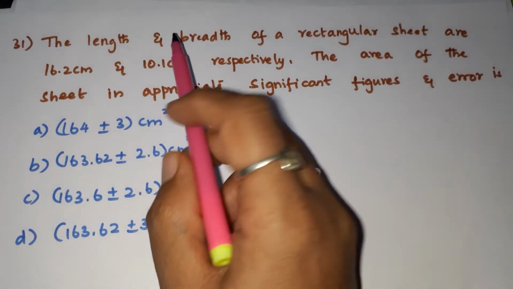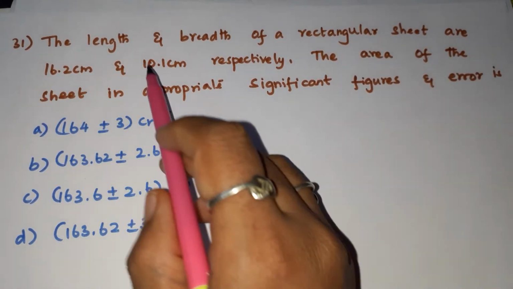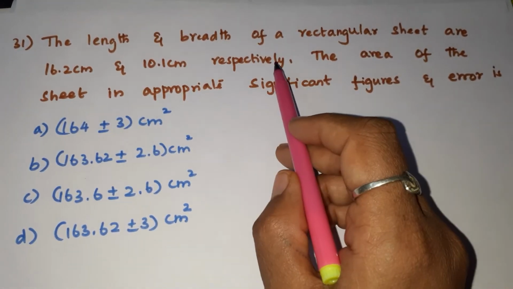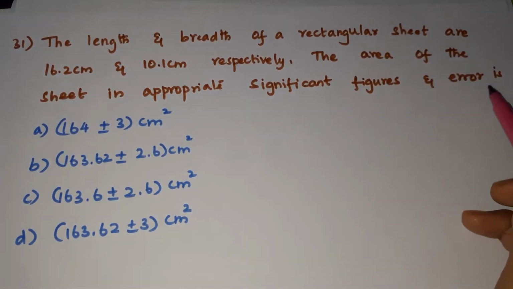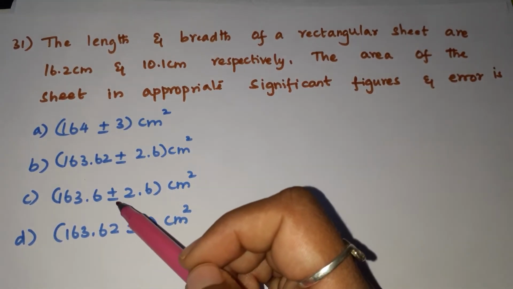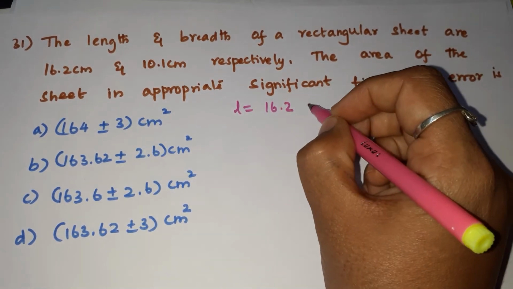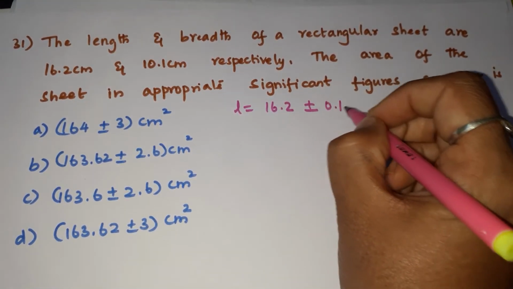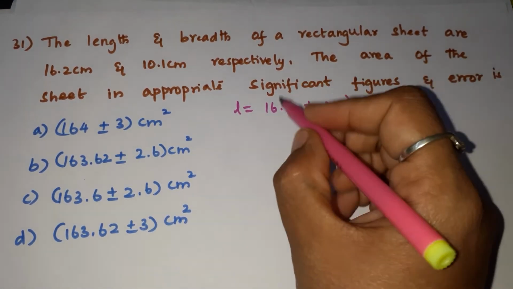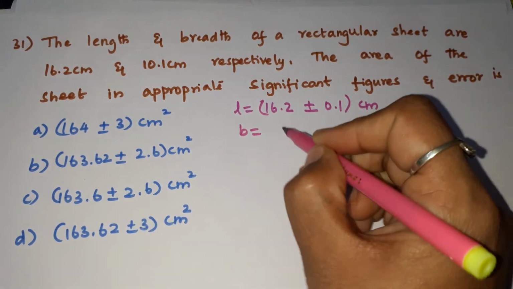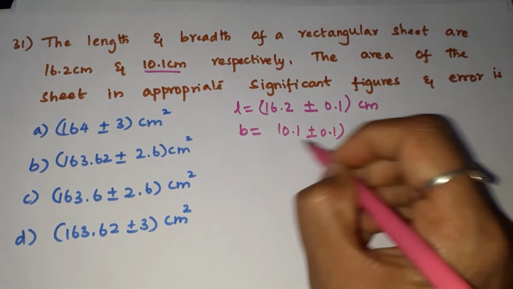Now the 31st question. The length and breadth of a rectangular sheet are 16.2 centimeter and 10.1 centimeter respectively. The area of the sheet in appropriate significant figures and errors is. So options are given. So L is equal to 16.2 plus or minus 0.1 centimeter. For breadth, that is 10.1 plus or minus 0.1 centimeter.